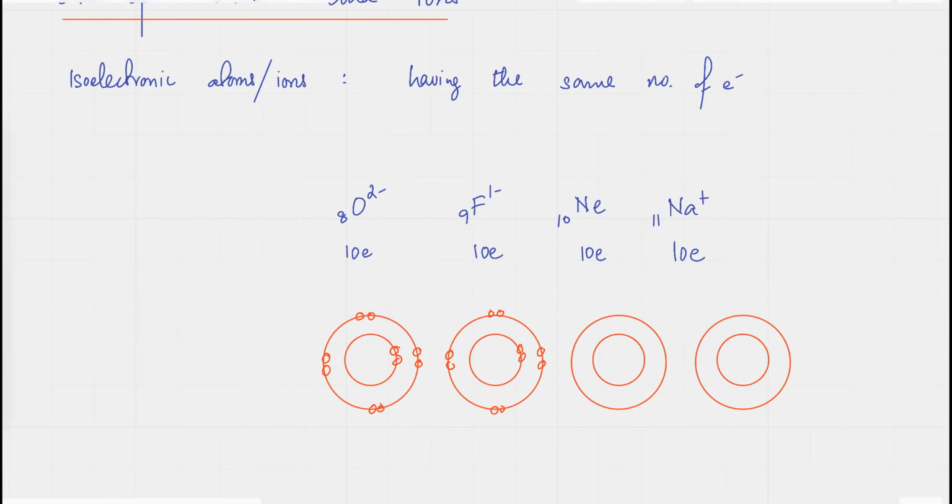Which one do you think is going to be the smallest, and which one is going to be the biggest? The total number of electrons are exactly the same. They're isoelectronic. The difference is that the first one has 8 protons, so the nucleus has a charge of +8. The second one has 9 protons. Third one has 10 protons. And the last one has 11 protons. So which one is going to attract its electrons more strongly? There's going to be more attraction.